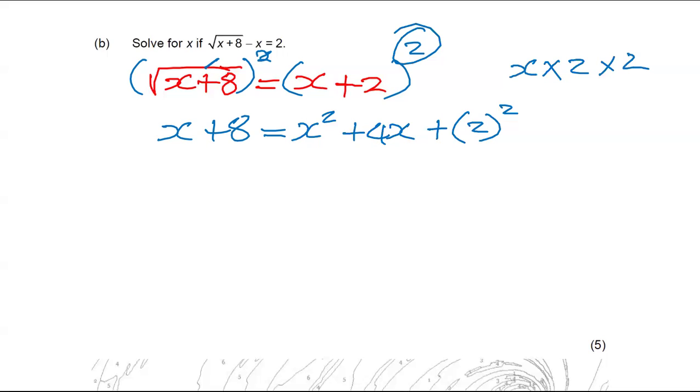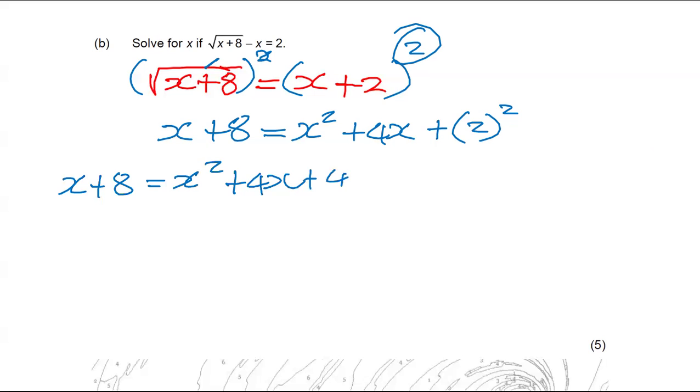If you don't want to do it this way, all you have to do is make sure that you repeat the bracket twice and FOIL out. You will still get the same answer. All right. So just to simplify this, I will have x plus 8 is equal to x squared plus 4x plus 4.